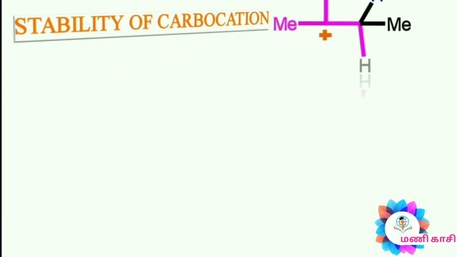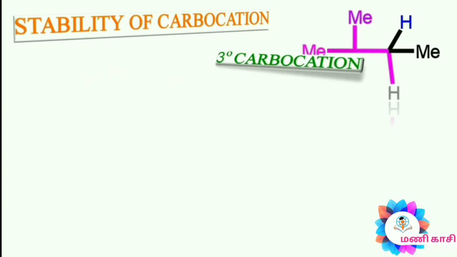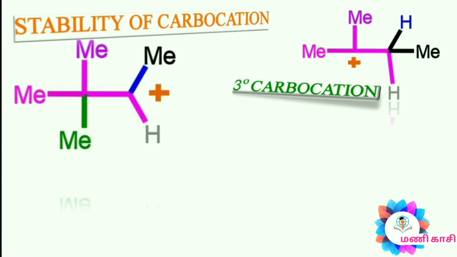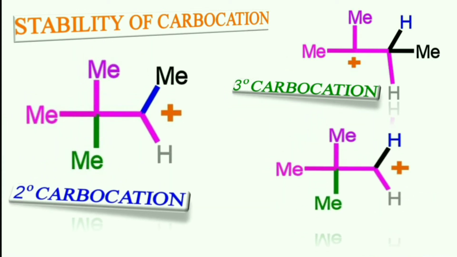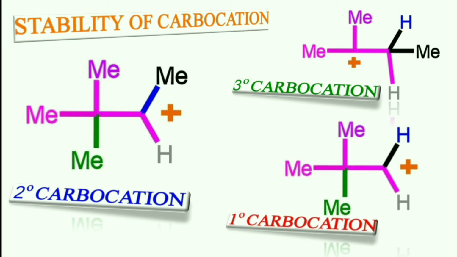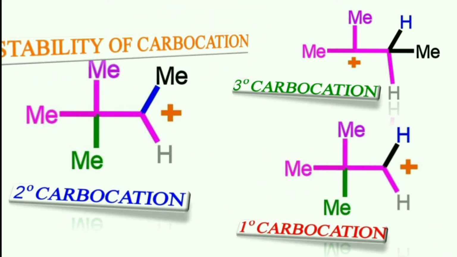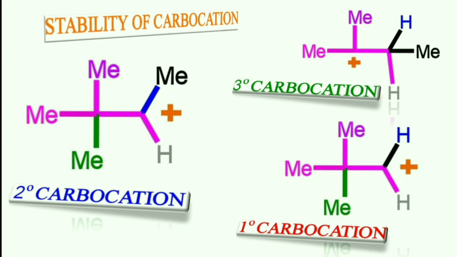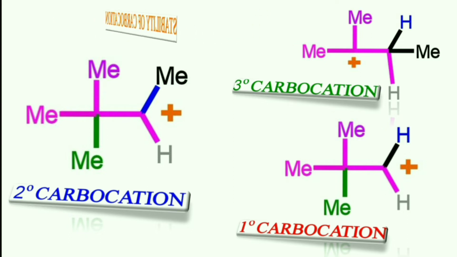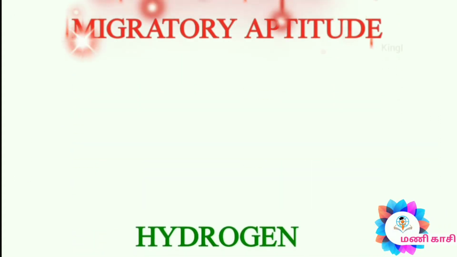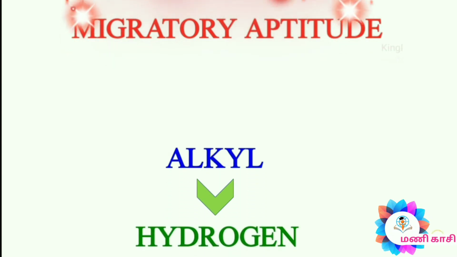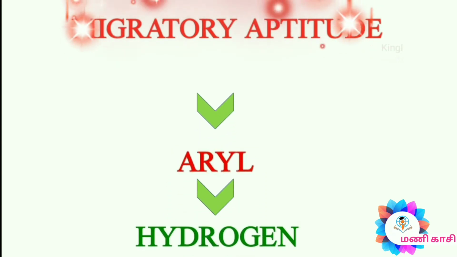The trick of this rearrangement depends upon the stability of the carbocation. That means the final product is obtained from the tertiary carbocation, which is more stable compared to the secondary and primary carbocations. Migratory aptitude in this rearrangement: the first preference is hydrogen, the second is alkyl group, and the final one is aryl groups.